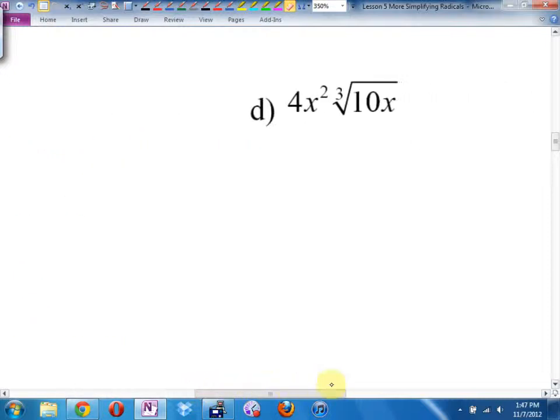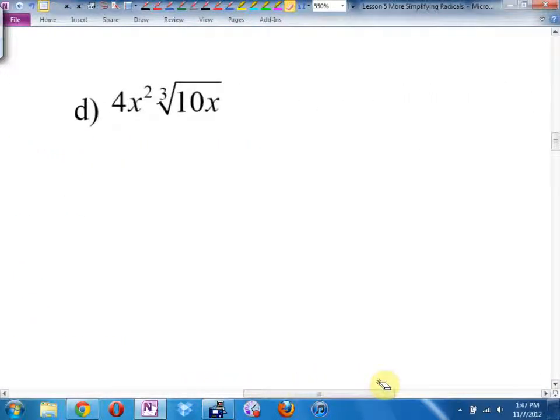That was so much fun. Let's do another one. D. 4x squared cube root of 10x. Okay. Yeah. Well, I'm not going to panic. Let's see if I can figure this out. Sam, definitely we must have had cube root of something in the... You know what? Let's go one thing at a time. Let's do the numbers first.